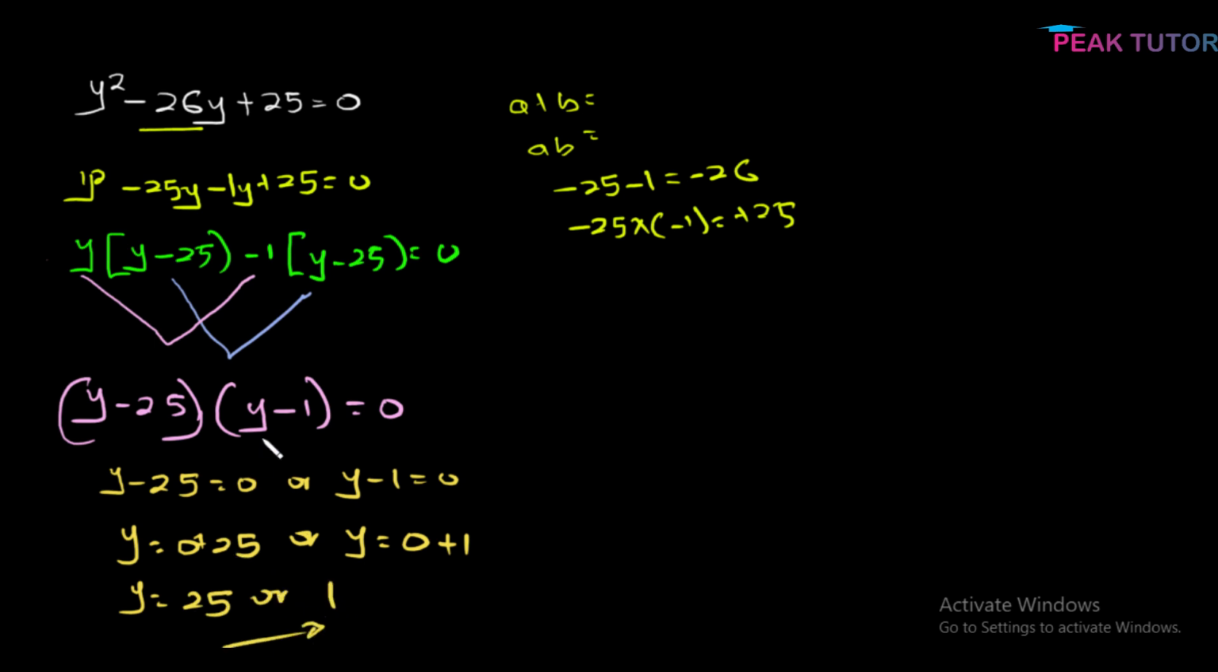Now notice this. Since this is a quadratic expression, it is expedient for you to have two values for y, because the highest index in this quadratic expression is 2. Now if you have your highest index to be 3, it means the values for y will be 3. If you have the highest index to be 4, the values for y will be 4.